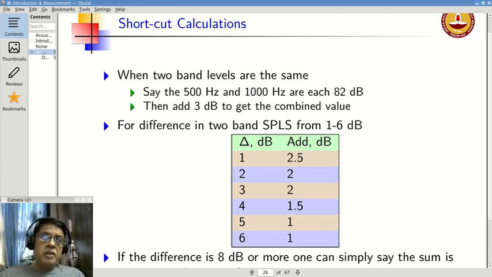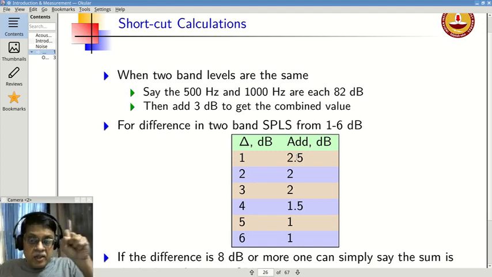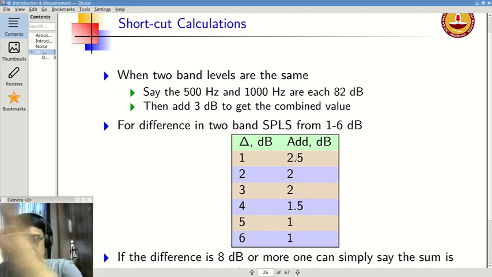Now, what if I want to add an 82 and an 81? If the delta is 1 dB, then adding 82 and 81 gives me 82 plus 2.5, which is 84.5. Similarly, if it is 2 dB, 82 and 80 added together will give me 84. So for a 2 or 3 dB difference, I add about 2 dB. I have rounded it off to half dB levels. I have not been very picky about saying it should be 1.89 or whatever. Round it to the nearest value so that you can get a quick estimate. Obviously this may not be exactly what you get by your systematic calculation, but it quickly tells you what the ballpark noise level is going to be.